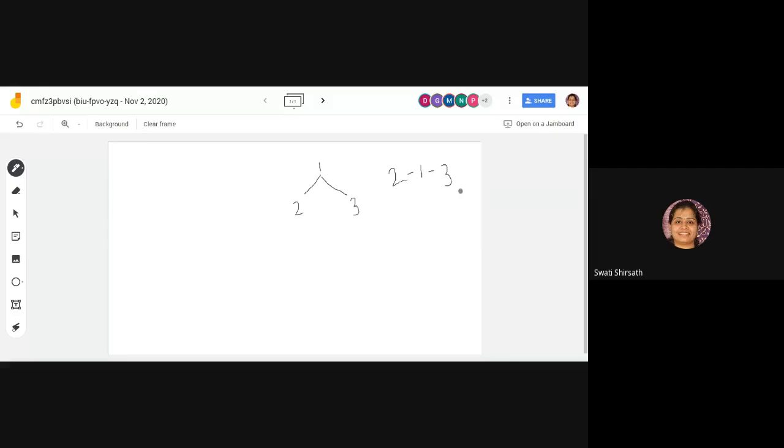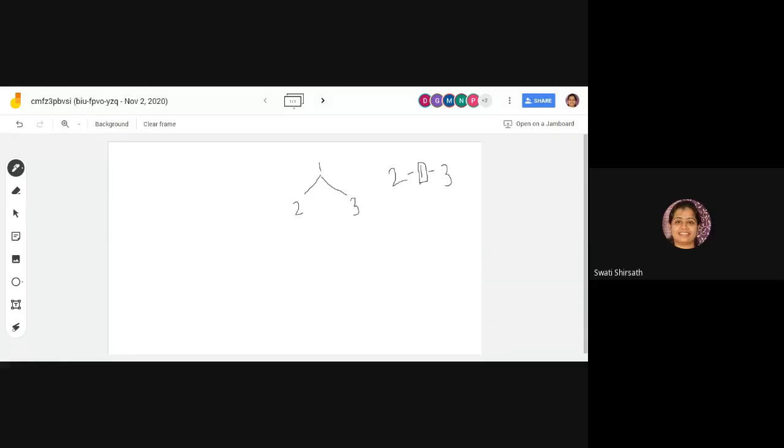Am I right? If you look at this one, on the left hand side we have 2, and on the right hand side we have 3. So even if this in order is given, you can draw a binary tree. Okay, understood? Yes, ma'am.